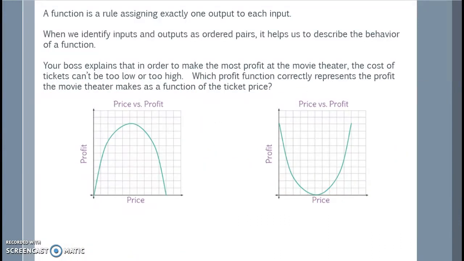Your blast explains that in order to make the most profit at the movie theater, the cost of tickets can't be too low or too high. Which profit function correctly represents the profit the movie theater makes as a function of the ticket price? Pause the video and write some ideas down that you have for which one might work the best.